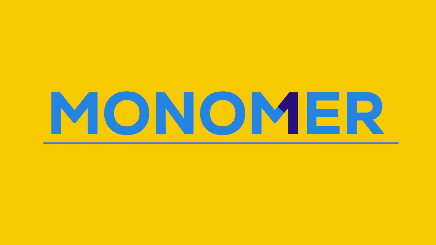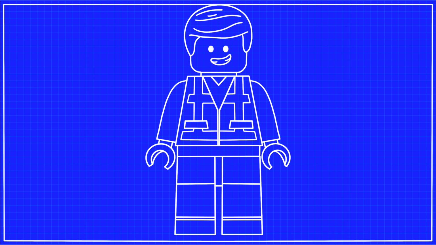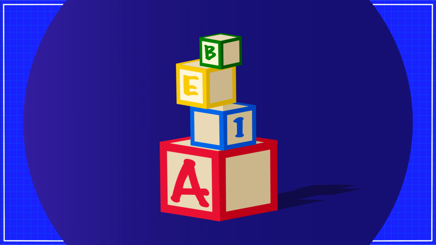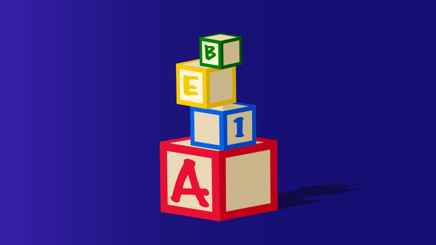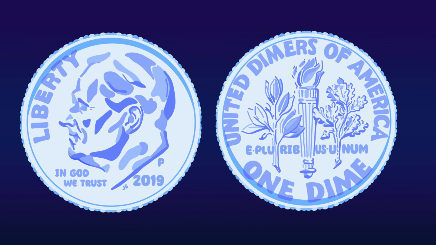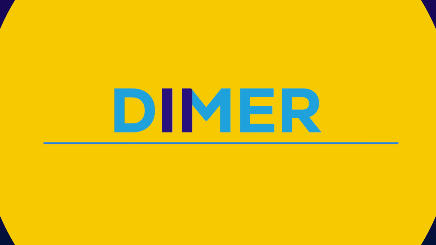So, what's a monomer? Say we're building a Lego minifigure. Each individual brick that makes up the minifigure would be known as a monomer. A monomer is a building block that makes up a more complex structure. Numerically, it's like the unit 1. So when two monomers bind, they form a dimer.